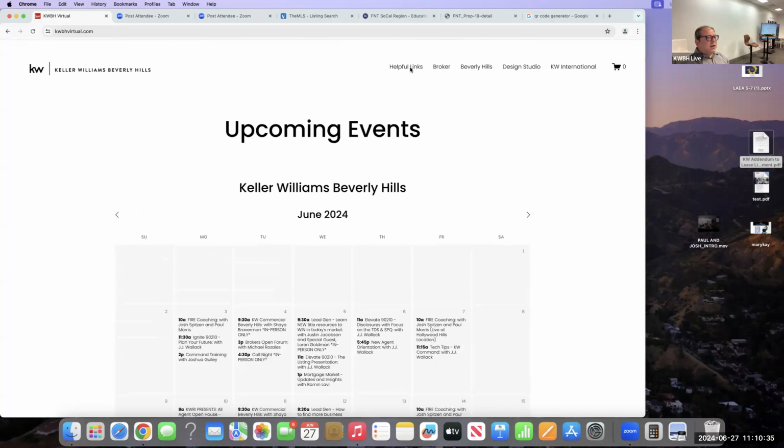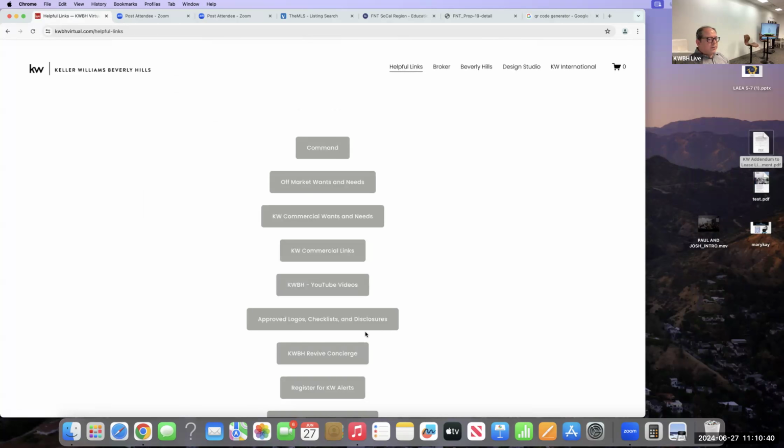But there's something else here called helpful links. If you go up to helpful links and click that, one of the boxes is called approved logos, checklists, and disclosures. So we need a checklist and we need disclosures. These are the Keller Williams disclosures. They're not the CAR disclosures. Some disclosures come from the California Association of Realtors, and then our company has its own disclosures. If you're dealing with an agent from a different brokerage, that brokerage is going to have their own disclosures.